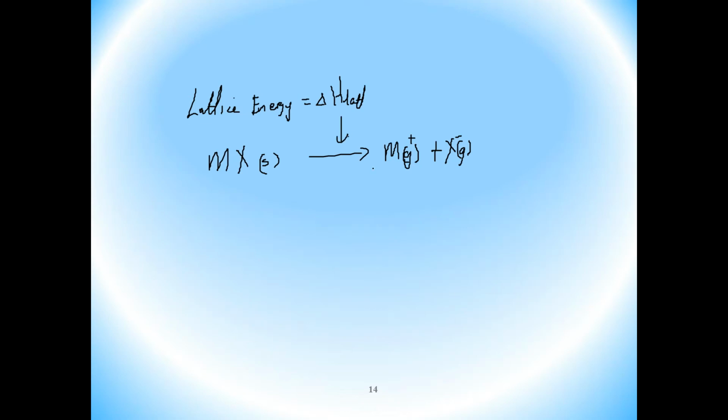The lattice energy will always be endothermic, so delta H lattice is always greater than 0. That's because energy is required to break up the ionic compound into its constituent ions. So that's the lattice energy.